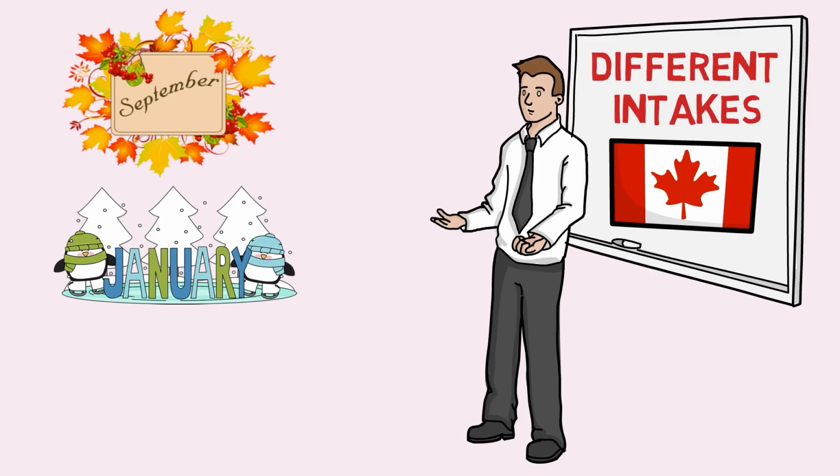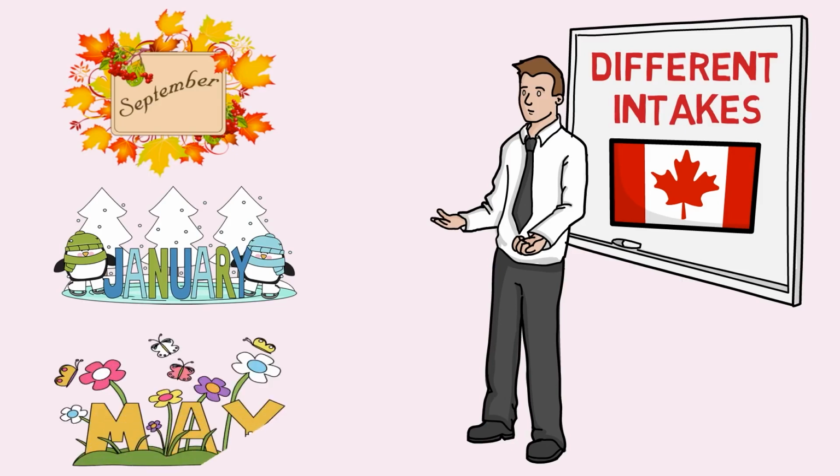Now the last one is the spring intake or the summer intake. This is also known as the May intake. This is the least preferred intake of all the intakes here in Canada that are available. Not many colleges offer a course during this spring session, and the ones that offer are very few. So you now know that the main intake is the September intake, but there are other intakes as well.